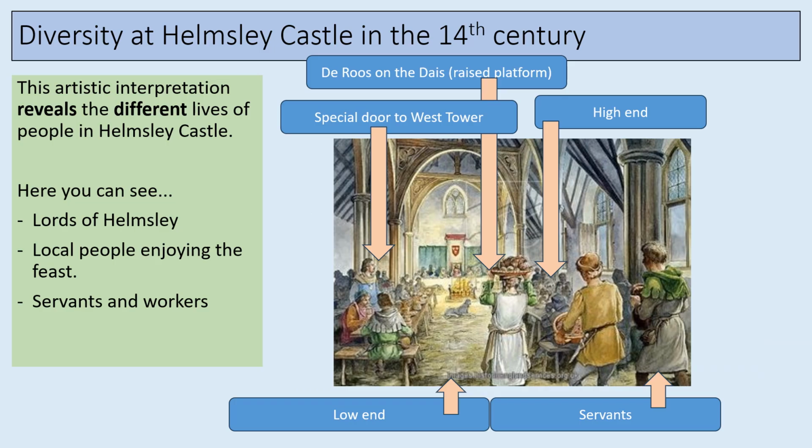Okay, now I would suggest that if you get a question about a time period and you're looking at a time period to really write about the different lives of people, I would go for the 14th century. The reason why I would do that is that there's a fantastic artistic interpretation here of the Great Hall, and it does so much to help you remember diversity at Helmsley Castle in the 14th century.